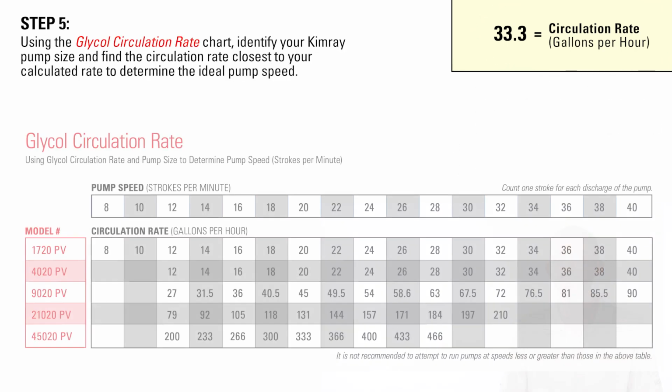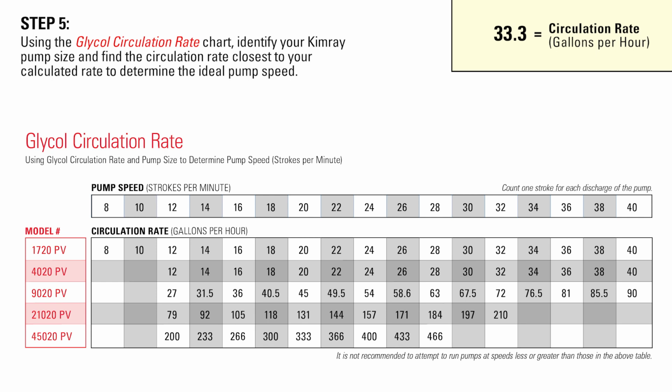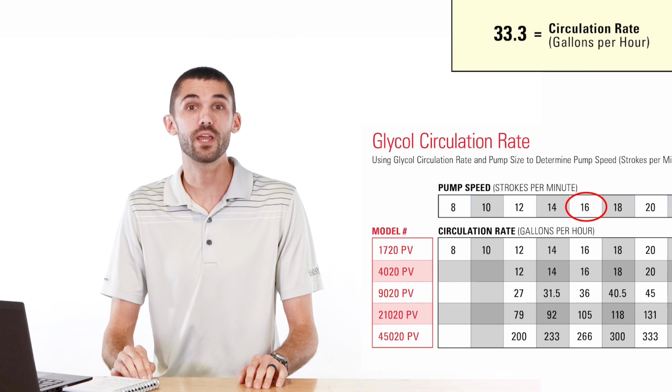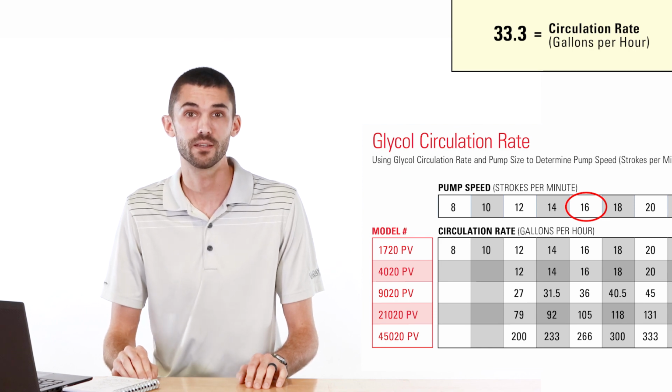Step 5. Using the glycol circulation rate chart, identify your Kimray pump size to find the circulation rate closest to your calculated rate to determine the ideal pump speed. In this example, we're using a 90/20 PV pump, which puts us between 14 and 16 strokes per minute. As a general rule, round up to the nearest stroke count, which is 16 strokes per minute. This is the pump speed we need to maintain to circulate a rate of 800 gallons per day.